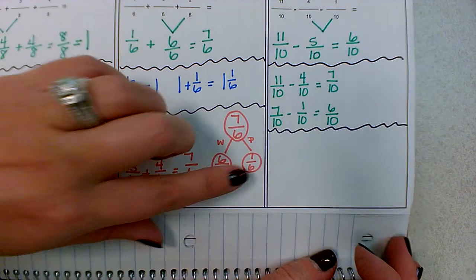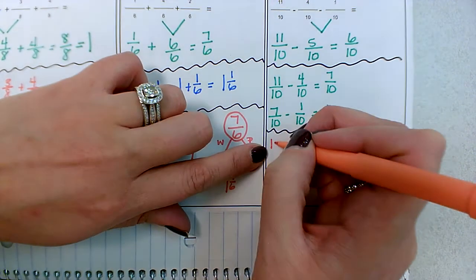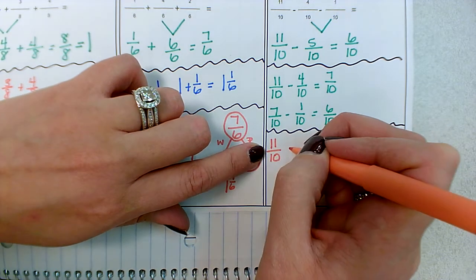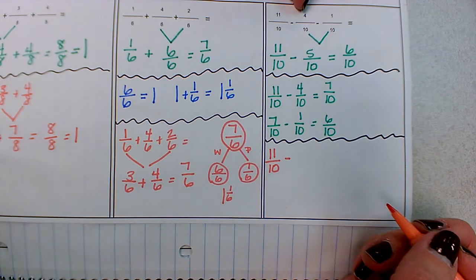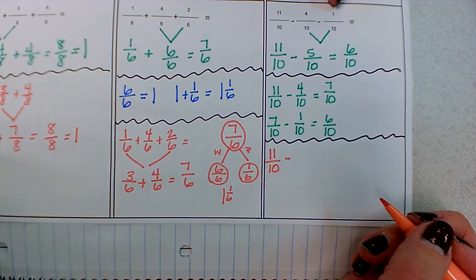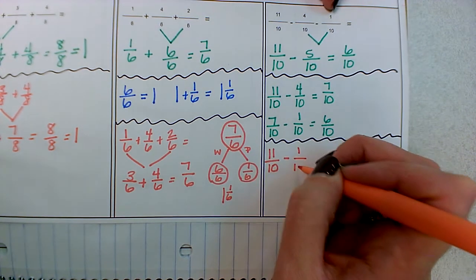All right, let's try one more strategy. Okay, so I'm going to rewrite it again with my 11/10 minus. Now I already tried and I combined these two. I took away 4/10 first. So let's try subtracting 1/10.